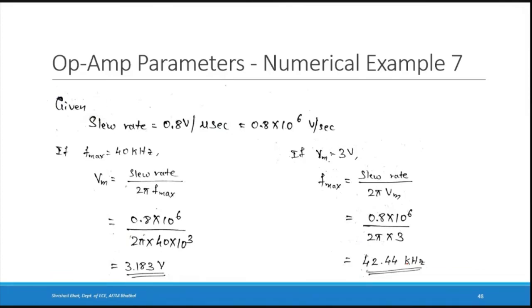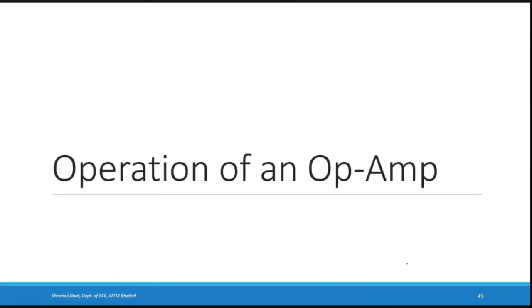These are some numerical examples on the parameters of op-amps. We have seen examples on CMRR, common mode gain, differential gain, and the input currents, bias current, offset current, and the slew rate. In the next class, we will see the operation of an op-amp as an inverting and non-inverting amplifier, and some applications of the op-amps.